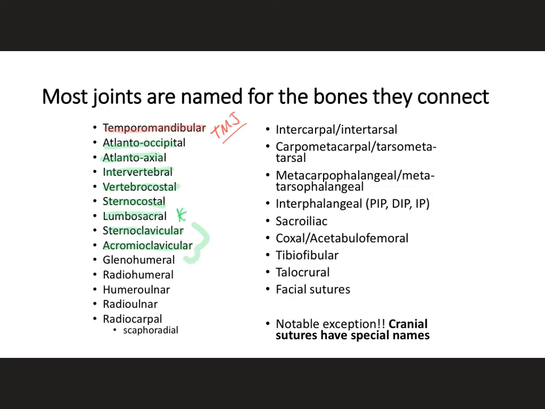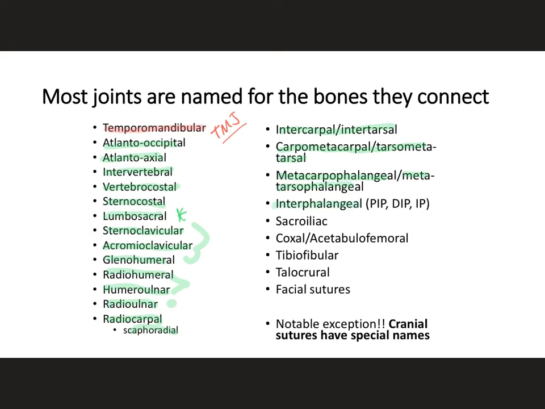The glenohumeral is another part of the shoulder. This is that ball and socket joint. You have the radiohumeral, humeroulnar that make up the elbow. You have the radioulnar and that makes up the pivot. You have the radiocarpal, which allows your wrist, specifically the scapholradial. You have joints between your carpals and tarsals, between the metacarpal and carpal, or the metatarsal and tarsal, between your metacarpal and phalanges, that's your first knuckle, metatarsophalangeal.